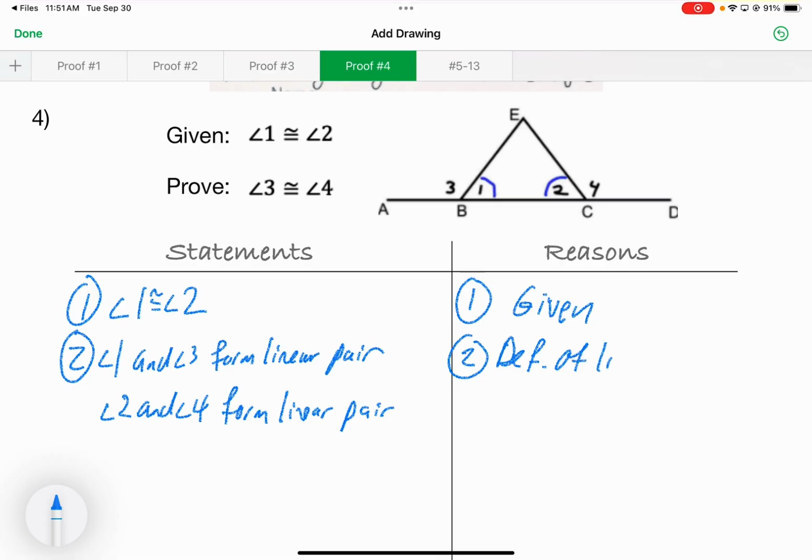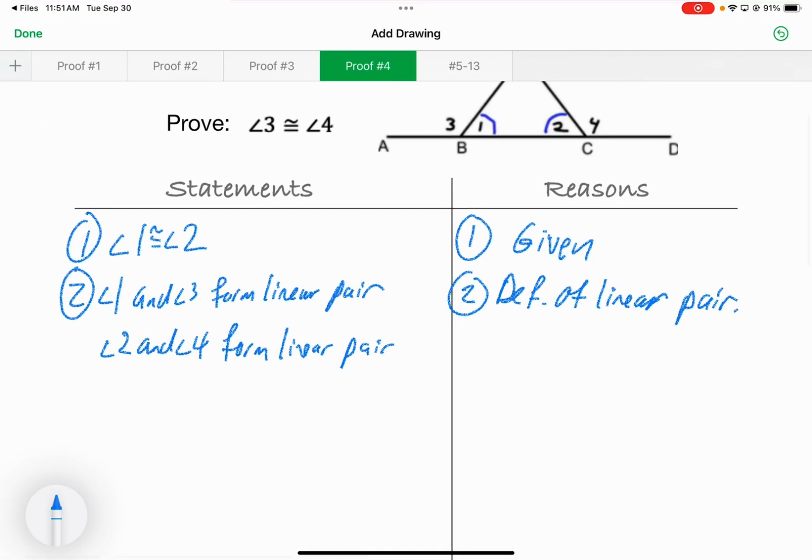Would that get you the points? If you just said linear pair, it depends what kind of mood I'm in, honestly. I put that as my third step. For my second step, I said angle 1 and 3 are supplementary, and angle 2 and 4 are supplementary, and then put supplementary as the reason. If I know that the angles form a linear pair, what can I say about them?